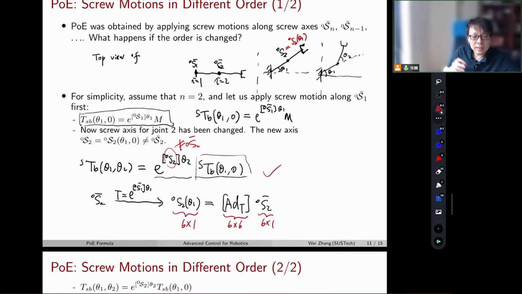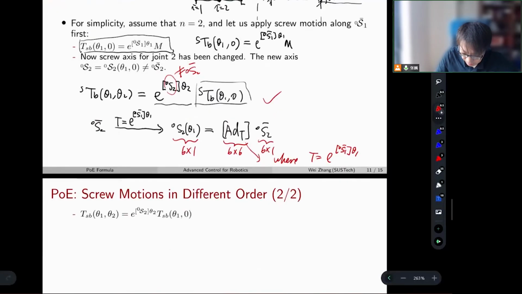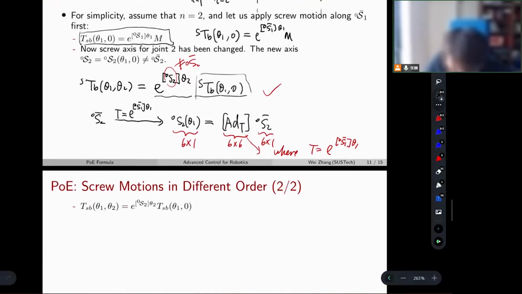I think last time I even gave a MATLAB example about how to apply a rigid body motion or operator to a screw axis. Essentially here, T is nothing but our first rigid body operation. Okay, that's the new result. We have a formula for this now.